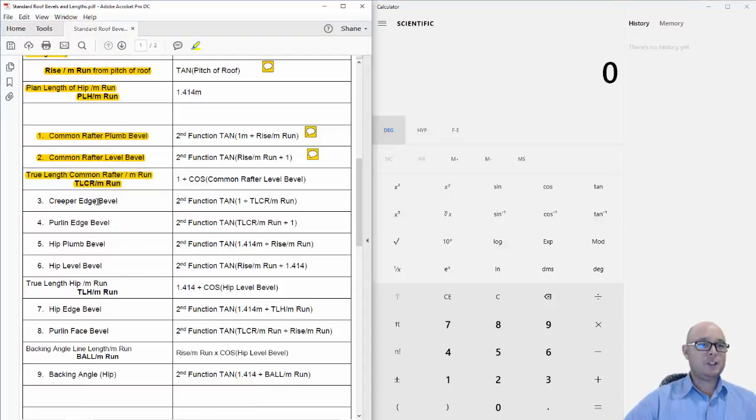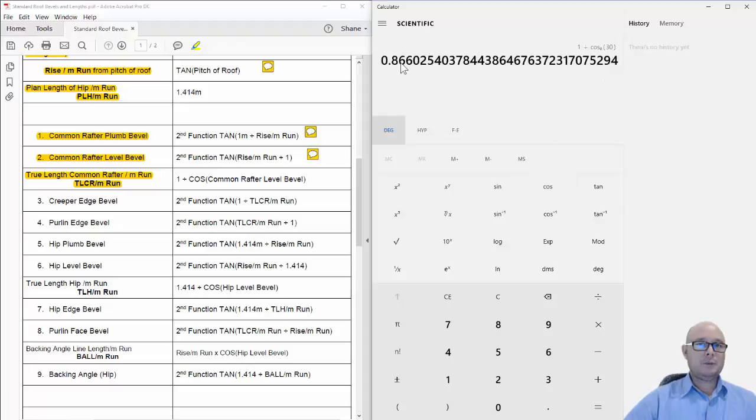We can't do the creeper edge bevel, we can't do the next bevel, until we've actually worked out this. And the formula is 1 divided by cos of the common rafter level bevel, which you worked out previously, which is 30 degrees. So input that into my calculator. It's 1 divided by bracket, because that's the way this calculator works. I've got to do the brackets part first, and 30, which is my common rafter level bevel, close bracket, and then I'll hit the cos button.